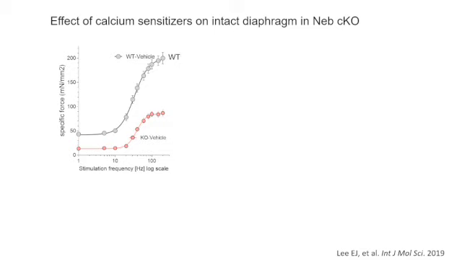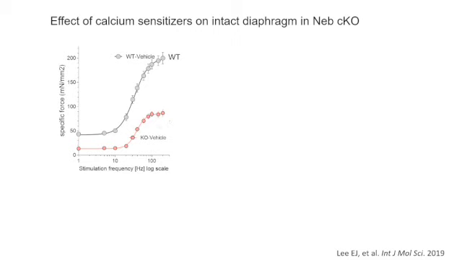These are intact live diaphragm strips that were studied. These are wild type muscle strips, and these are strips from the conditional Nemaline knockout. I hope you can see the caption of this slide. This is work in the conditional Nemaline knockout, which can be viewed as a very severe type of Nemaline myopathy.